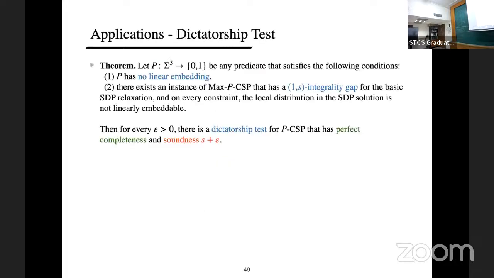Okay, so this is the characterization that we have. Again, it's just the Raghavendra thing. Suppose P has no linear embedding, and there exists an instance of Max-P CSP that has a 1, S integrality gap, and we need some more technical condition. Then there exists a dictatorship test, which is the gadget in this reduction, with completeness 1 and soundness S plus epsilon. If you plug this gadget into this reduction, you get a hardness result.